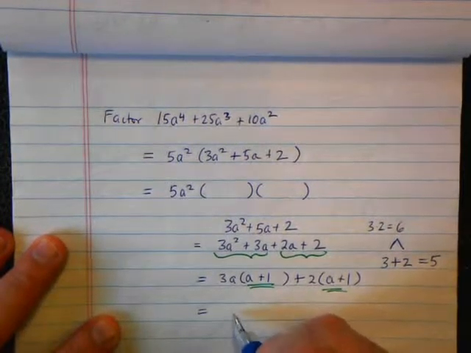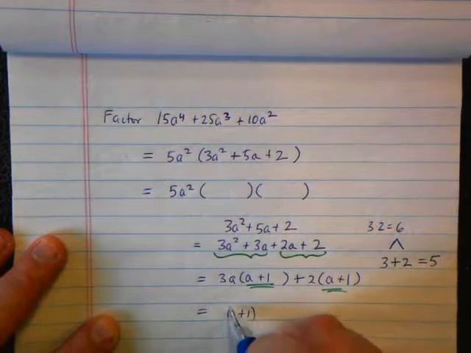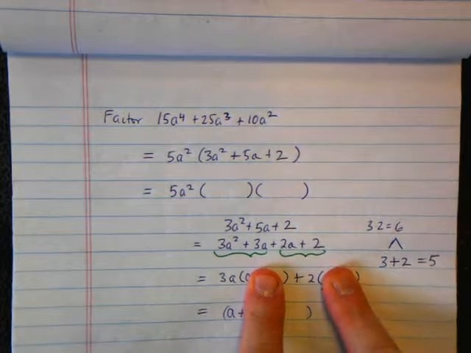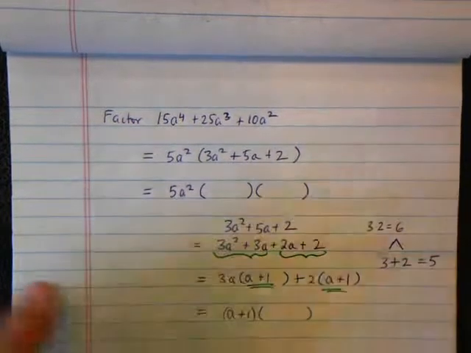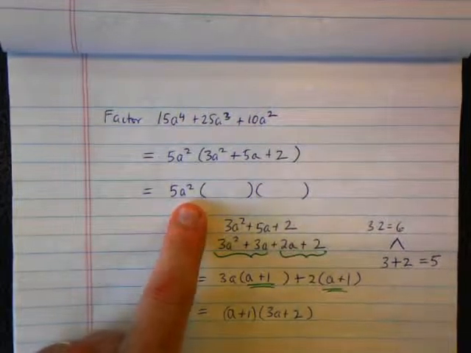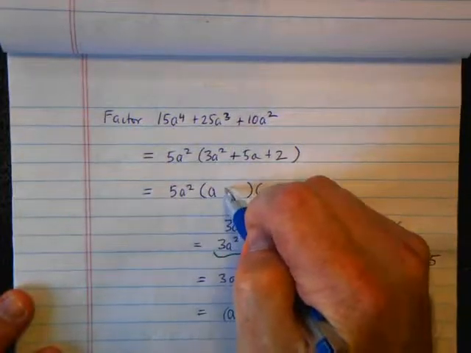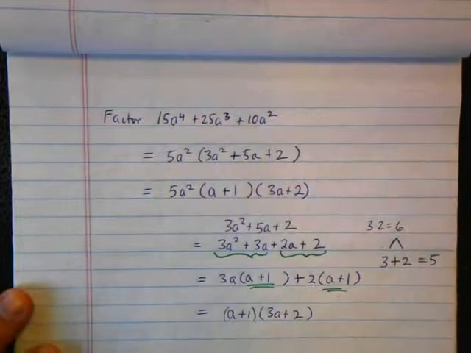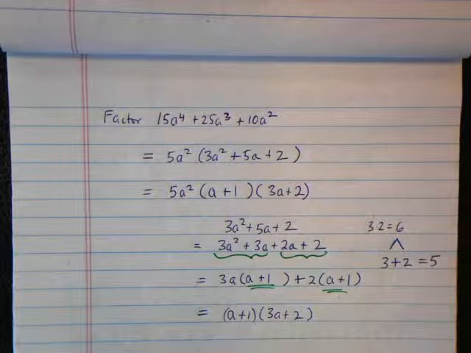That thing is now my common term. I factor that out. I take out a plus 1. And when I take out the 2 things of a plus 1, what's left over? 3a plus 2. Okay, so I'm going to go back up here. I've got the 5a squared. I fill in the a plus 1. And I fill in the 3a plus 2, and there's my final answer.